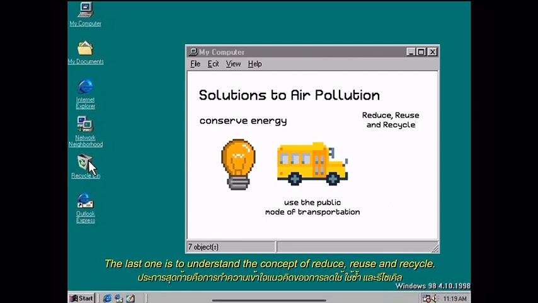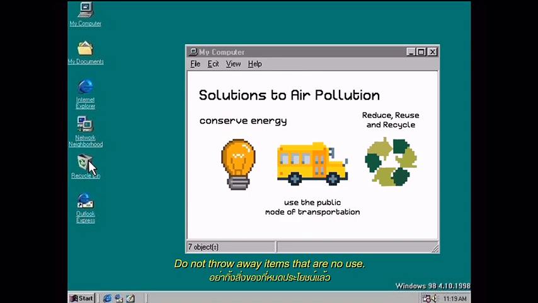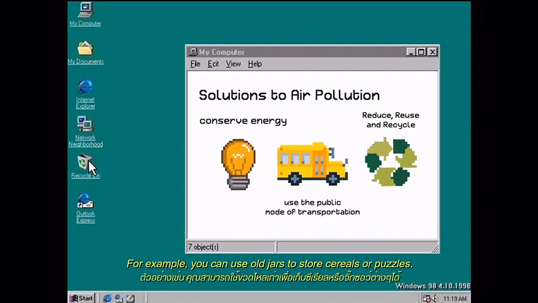The last one is understand the concept of reduce, reuse, and recycle. Do not throw away items that are no use. Instead, reuse them for some other purpose. For example, you can use old jars to store cereals or puzzles.